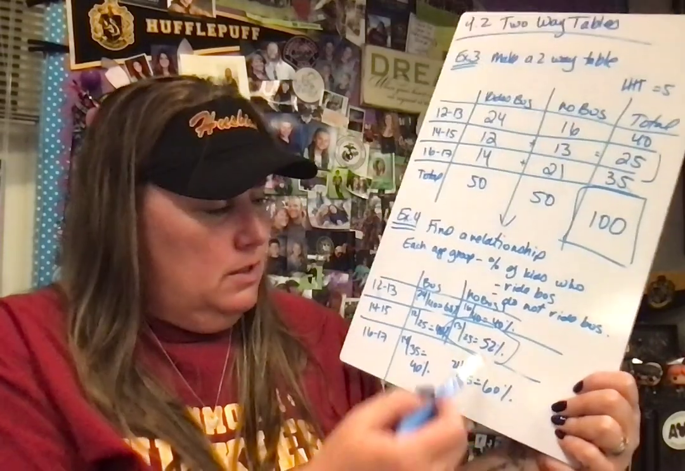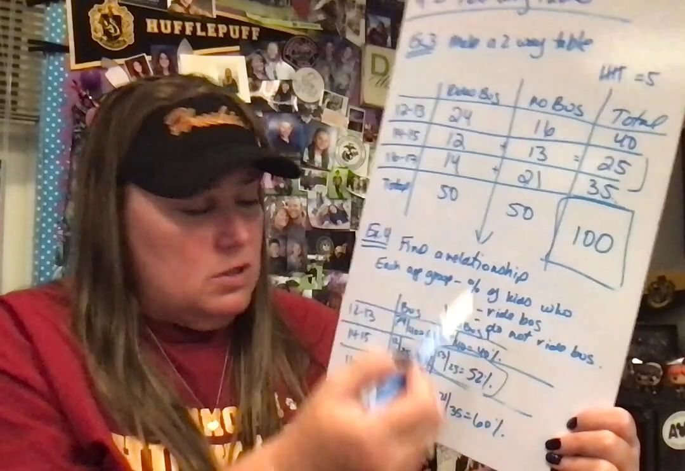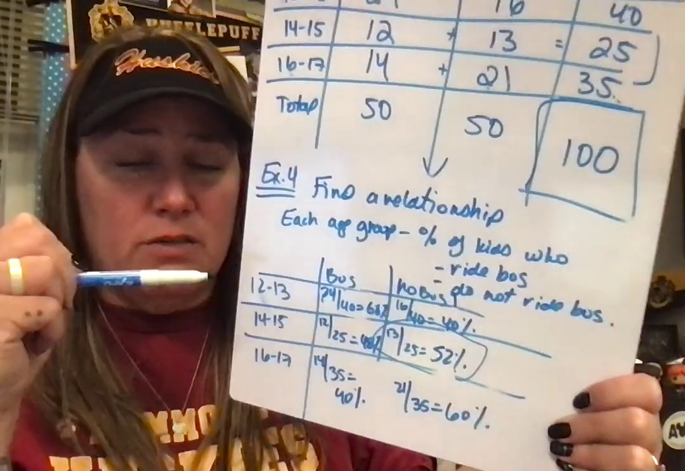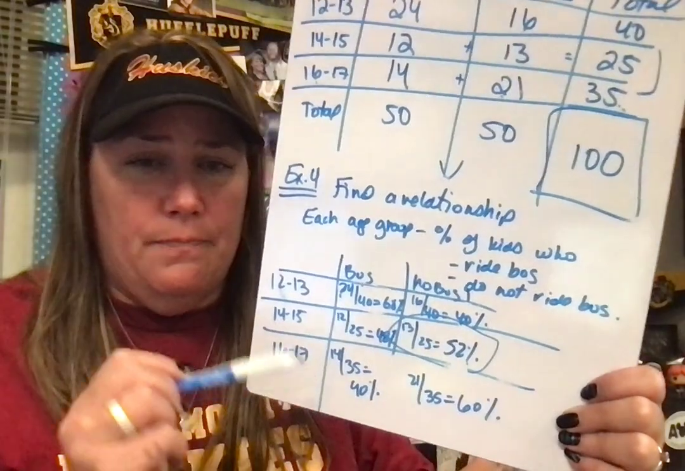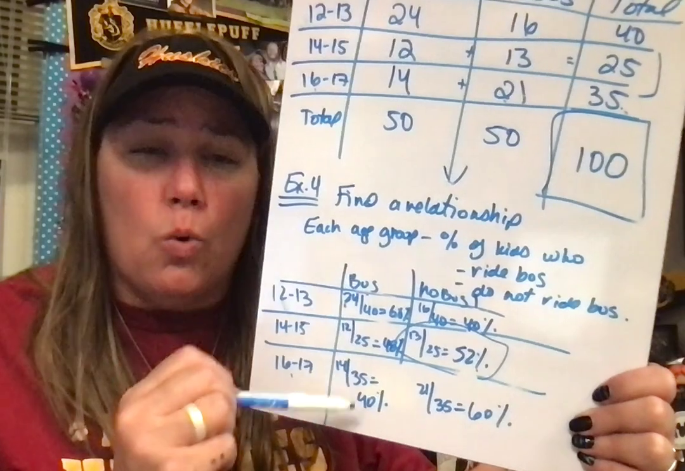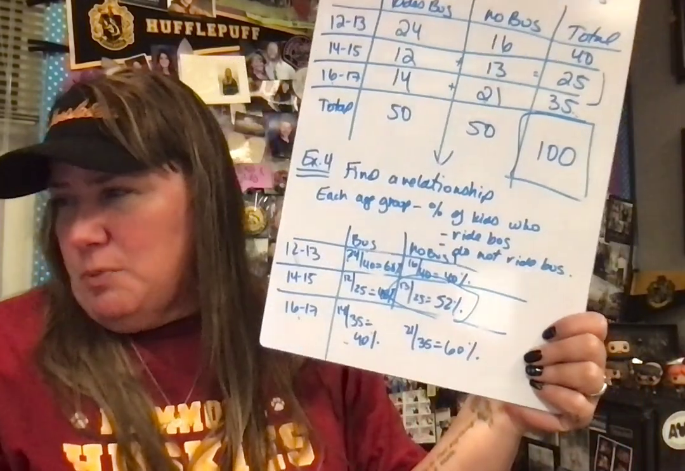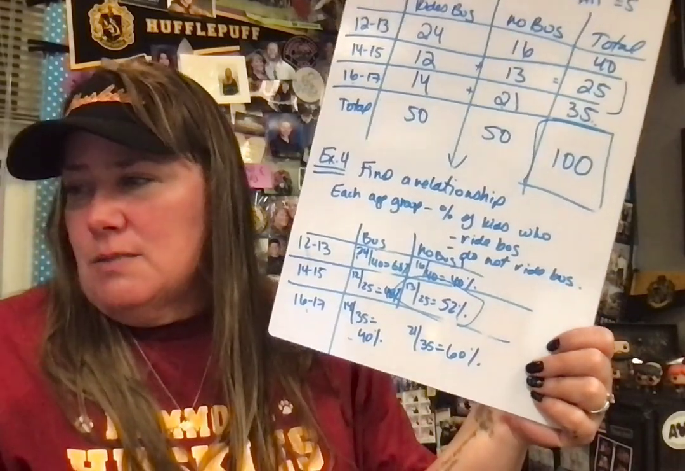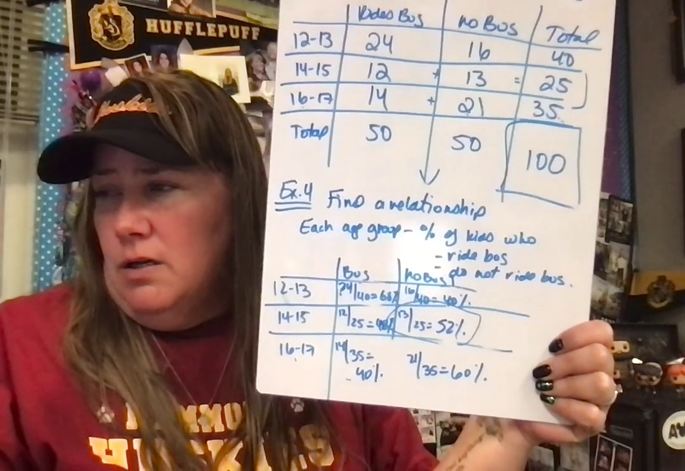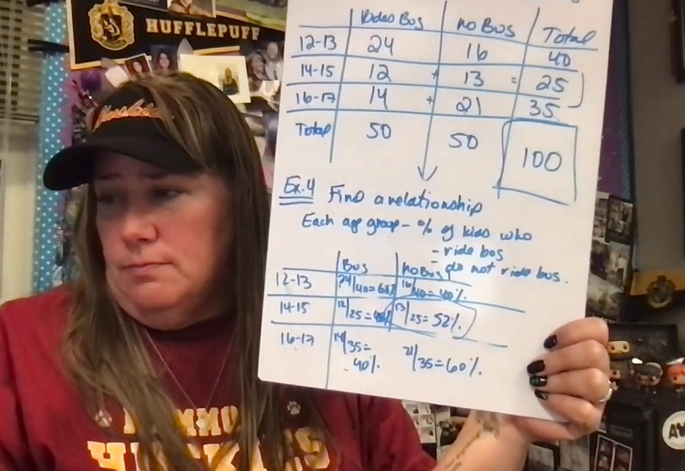There it is. It's the same way you read it up here, except for now you're just reading the percentages instead of the totals up here. So 40% of kids between the ages of 12 and 13 do not ride the bus. 40% of kids between the ages of 16 and 17 ride the bus. Okay. Our next part. Part B says, does the table in part A show a relationship between age and whether students ride the bus to school?